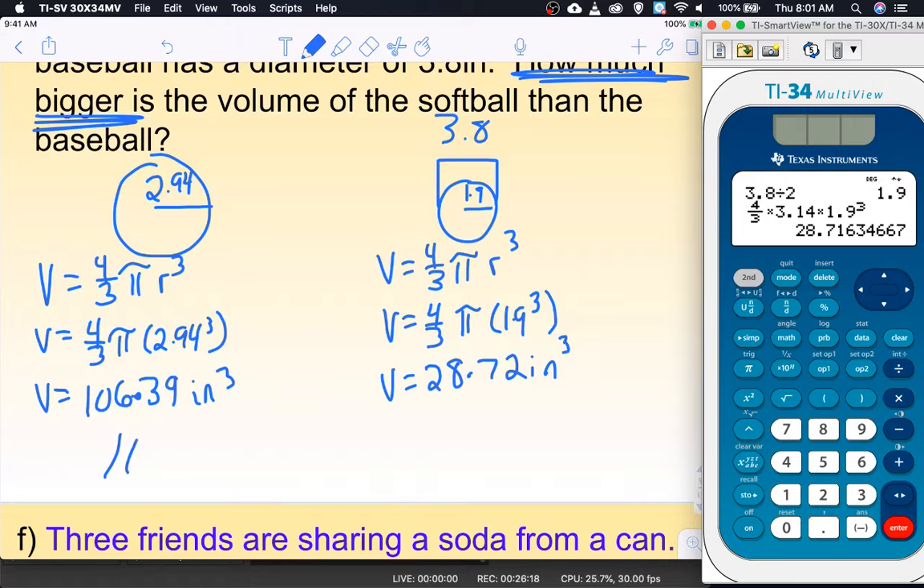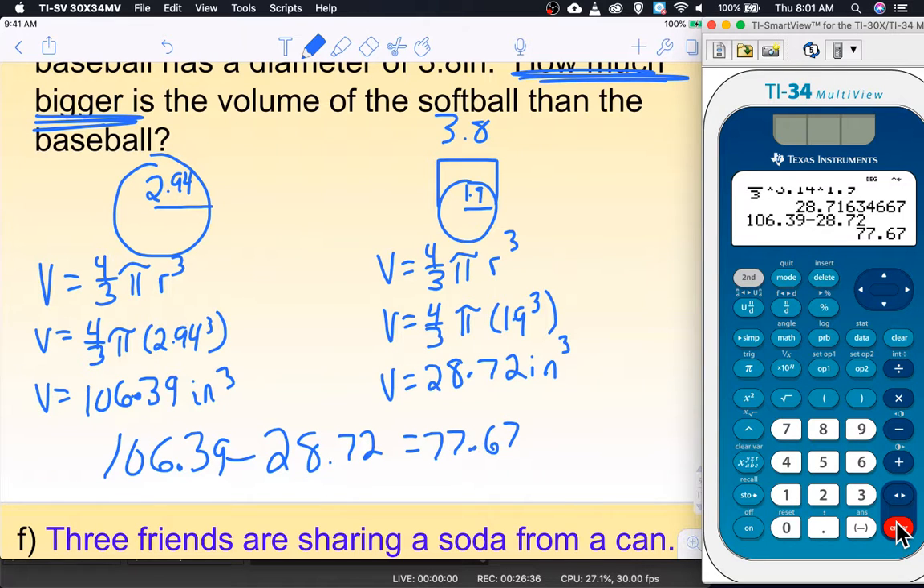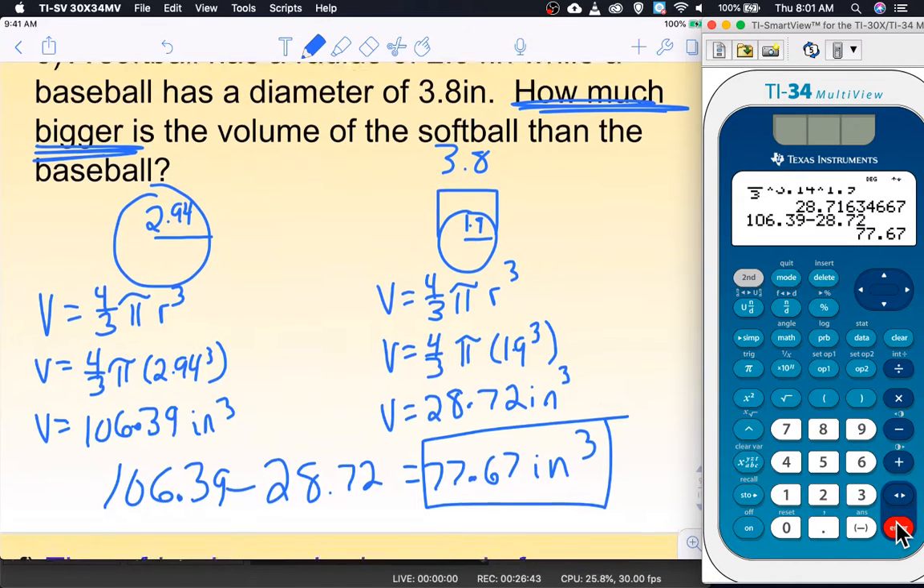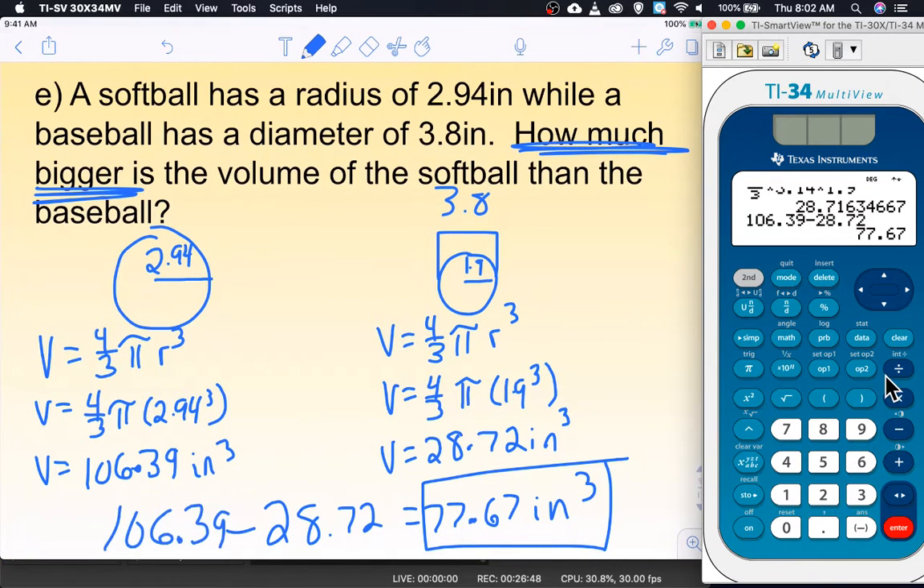All of those are subtraction questions. We're looking for a difference. So I'm going to take 106.39 minus 28.72. 106.39 minus 28.72 is 77.67 inches cubed. That is my final answer. That is how much bigger the softball is than the baseball. It is 77.67 cubic inches bigger.